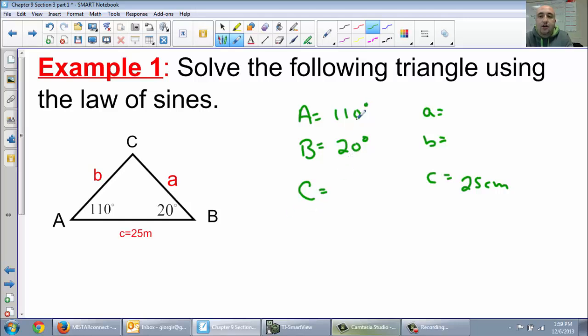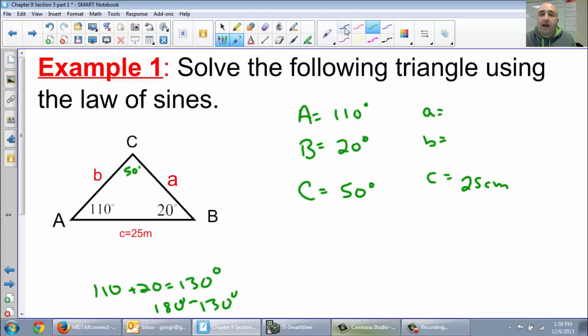It's just not listed. We do know that 110 plus 20 is equal to 130. How do we figure out what angle C is now? 180 take away 130 should be 50 degrees. So we actually do know that angle C is 50 degrees.